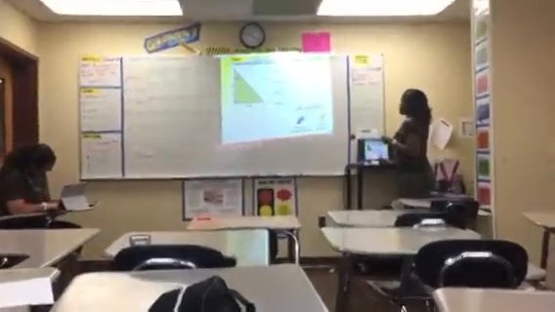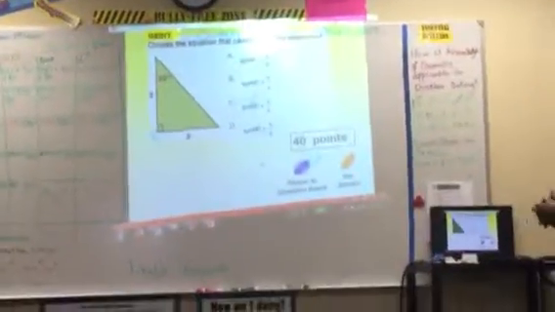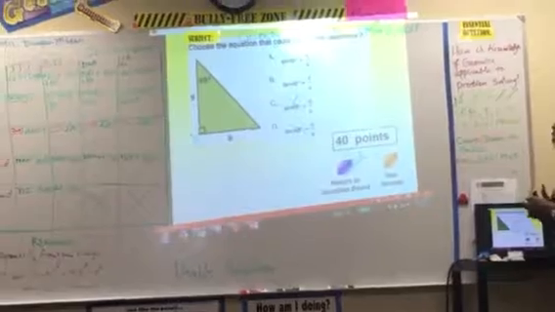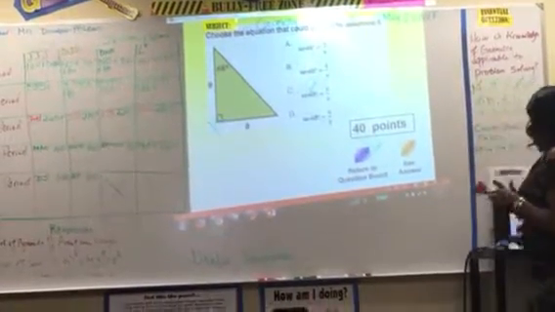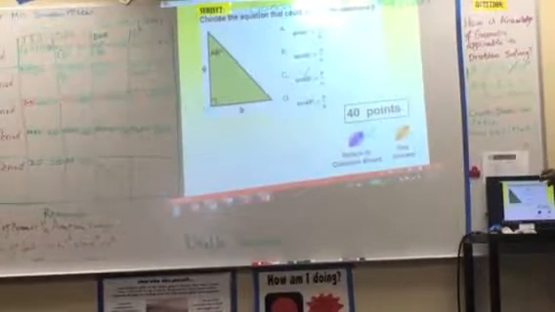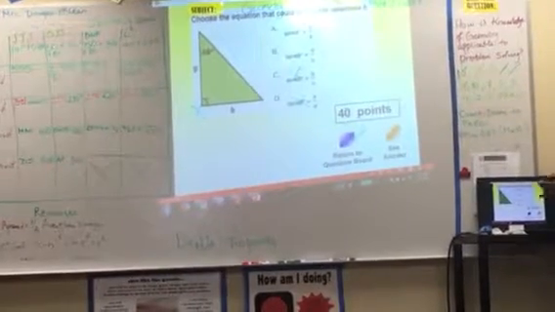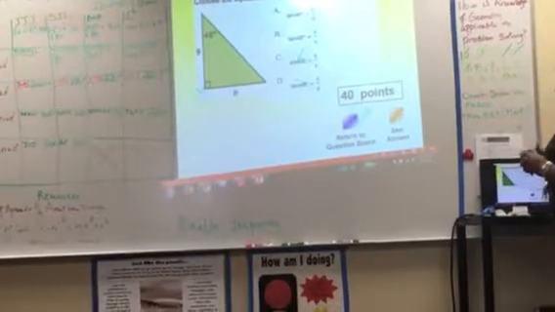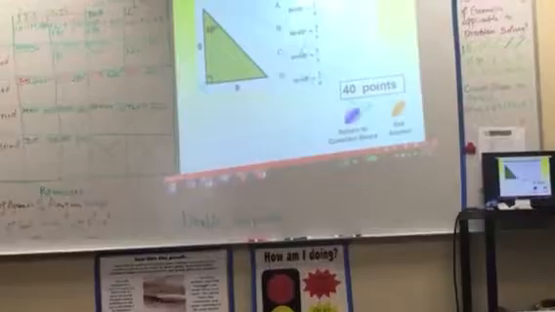Ready? Go. It says choose the equation that could be used to determine B from that question. Your 45 seconds start now. Choose the equation that could be used to solve for B.